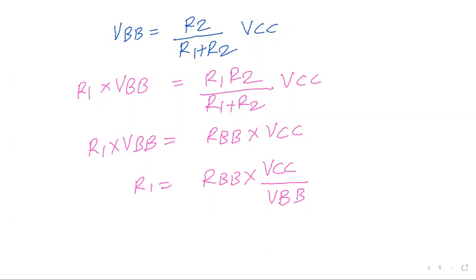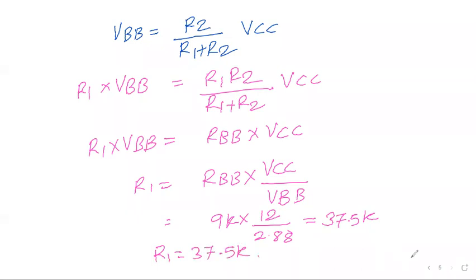So how much is it? Has anyone calculated? RBB is 9K, VCC is 12 volt, and VBB is 2.88. Does somebody have a calculator? I have a calculator. If you don't have one, don't worry, I will give you the direct answer, but at least in the exam you have to do it on your own. It is 37.5. So you can say that R1 is equal to 37.5K.